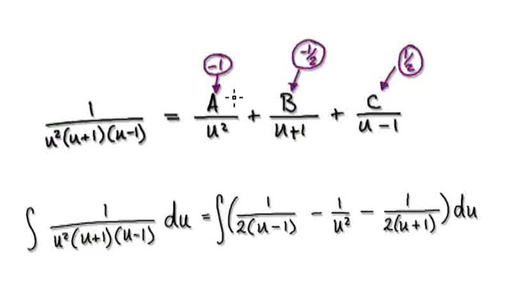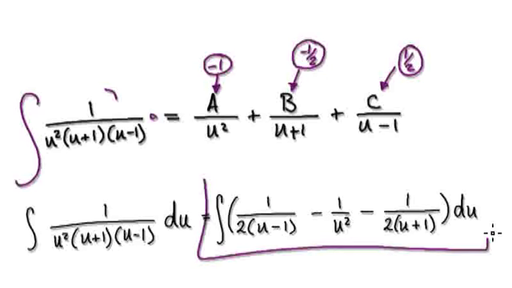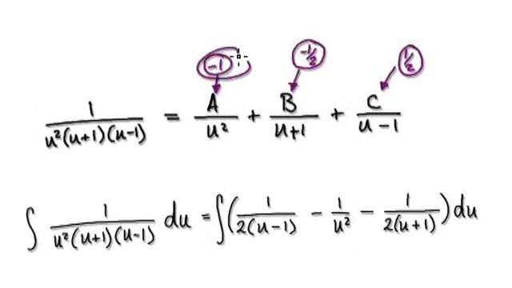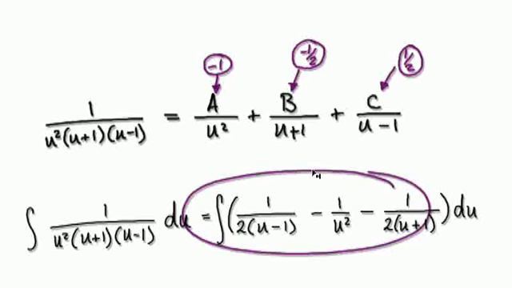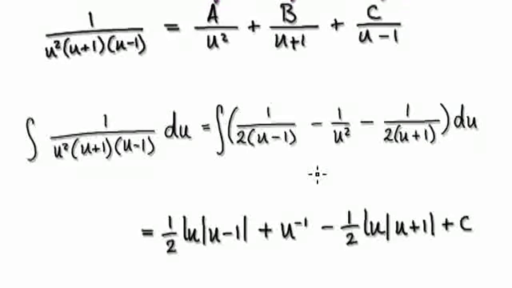Now that we know A, B, and C, we can just put it into here. So this integral will then become this. Then the whole thing here will then become this. So now it's just a matter of integrating this. We've done this many times.